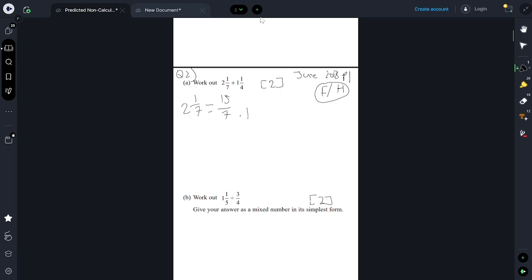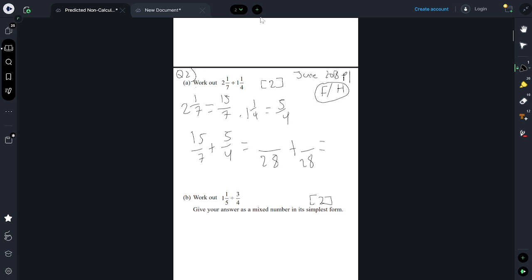Do the same with this, so 1 and a quarter. How do you write that as a fraction? Well, times it again, 1 times 4 is 4, add the 1, 5. So now what we can do is simplify it by adding these two fractions. So 15 over 7 plus 5 over 4. So you should remember with adding fractions, you need to make a common denominator. There's no obvious one, so we just times by the denominators. So 7 times 4, that's going to be 28. So both fractions have to be out of 28, okay?